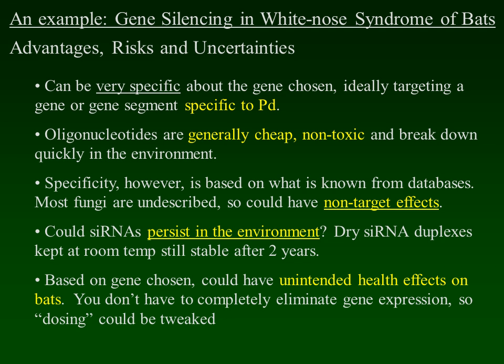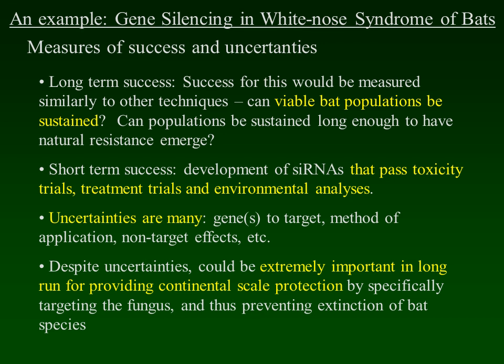Next slide, please. Measures of success and uncertainties. Long-term success would be measured sort of in the typical way of, can viable bat populations be sustained? Can populations be sustained long enough to hopefully have natural resistance emerge? In the short term, we look at just, can you develop these single short interfering RNAs and pass toxicity trials, some treatment trials, and environmental analyses. And then yet the uncertainties are still many. Which genes do you really target?